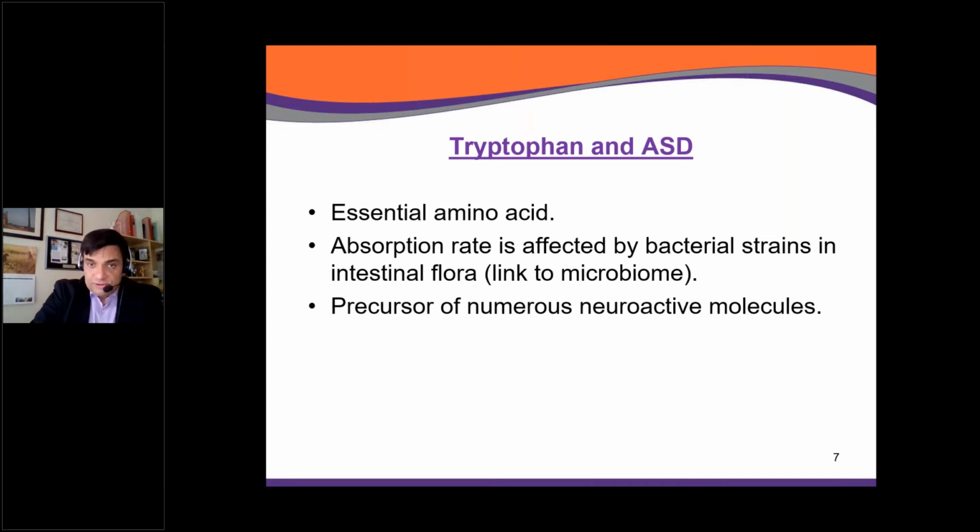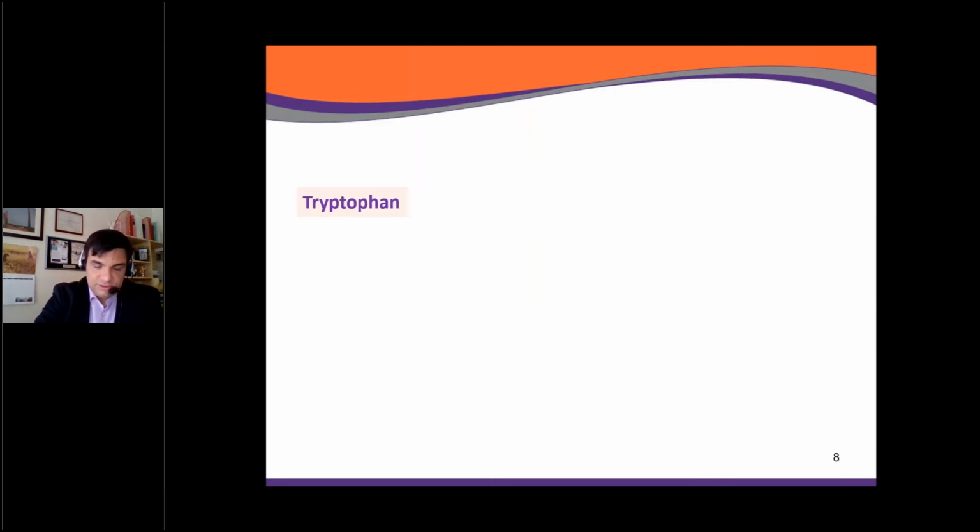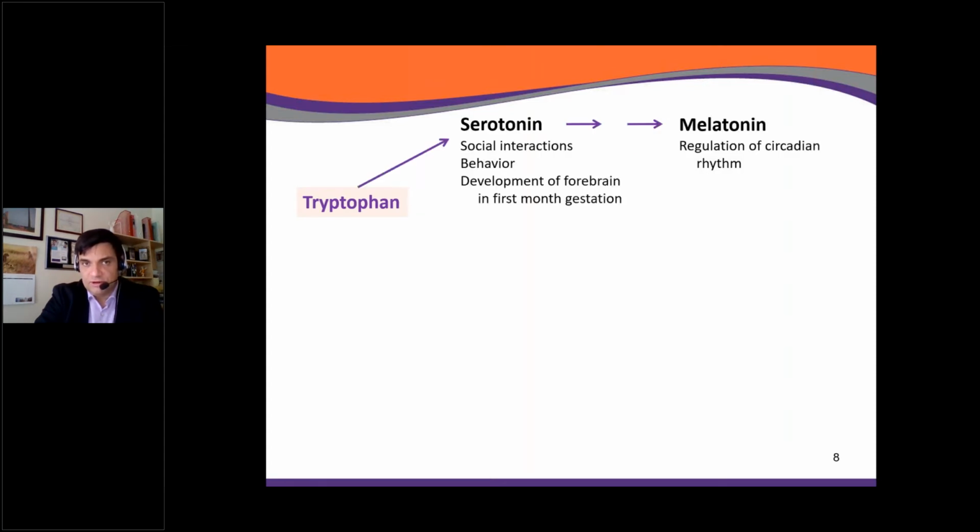Tryptophan is also the precursor of several neuroactive molecules, as we will see in the next slide. And there are studies that show that both acute and chronic depletion of tryptophan has been associated with mood disorders. So as I said, tryptophan is the precursor of serotonin, which is one of the major mood regulators, but is also important in the early stages of brain development. But also, through the serotonin pathway, it is the precursor of melatonin, which is the major regulator of the circadian rhythm, or the sleep-wake cycle. And abnormal sleep patterns have been described in patients with autism.